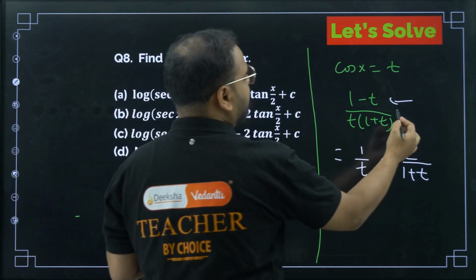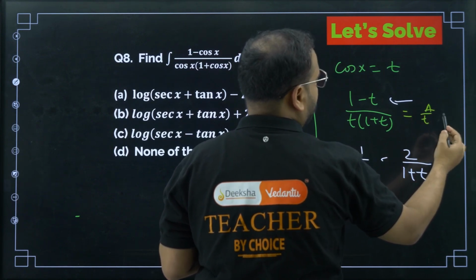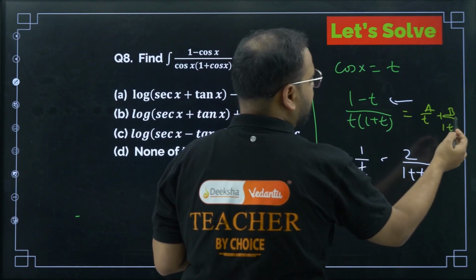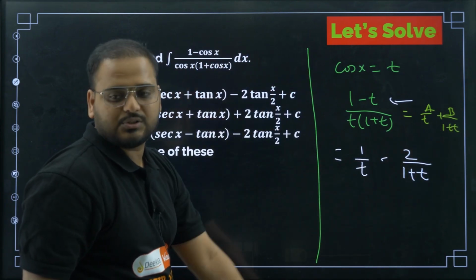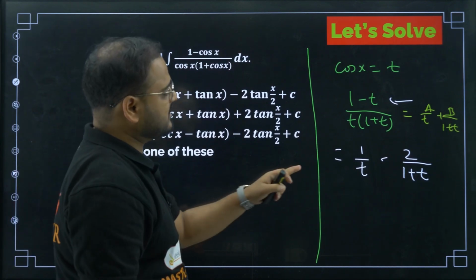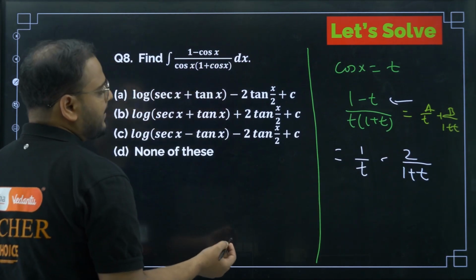If you're not sure about this, do the partial fraction. Write it like this: a upon t plus b upon 1 plus t. Take it like this, and you'll get a as 1 and b as 2, nothing different. I'm just doing it directly. So if I do this now, I can integrate in this form.